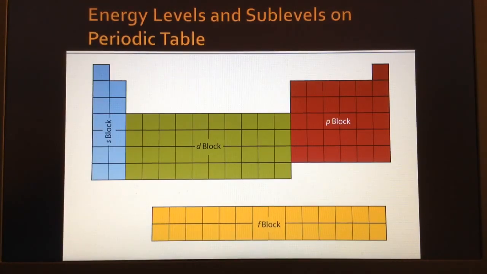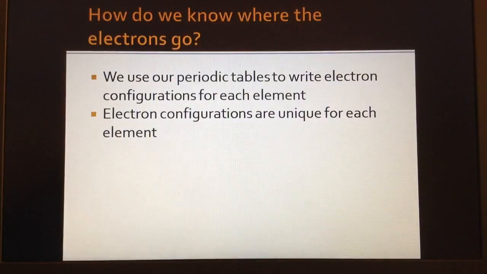So we can combine our energy levels and our sublevels and determine where our electrons are most likely to be in our elements. And so how do we know where they actually go? We use our periodic table to write what are called electron configurations for each element. And they're unique for each element. We'll start to see patterns because there will be similarities based on where they're located on the periodic table. But we have specific ways that we can place those electrons in an organization, in a configuration for each element. And those follow a specific set of rules that we are going to look at next.